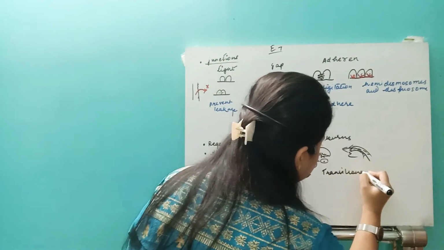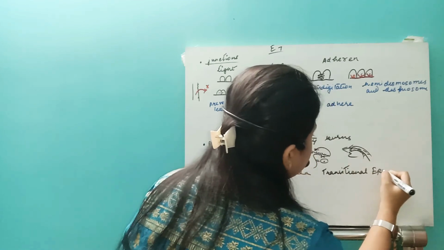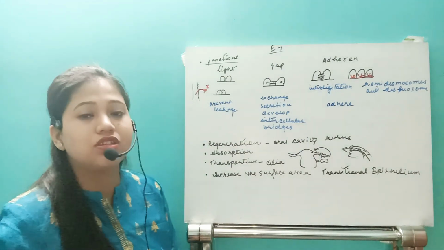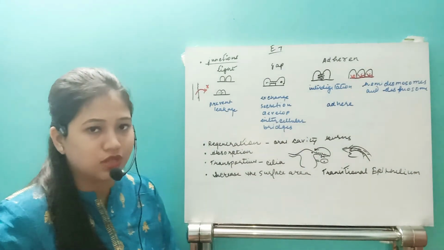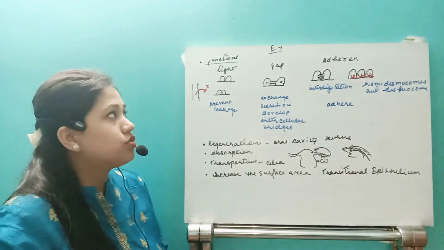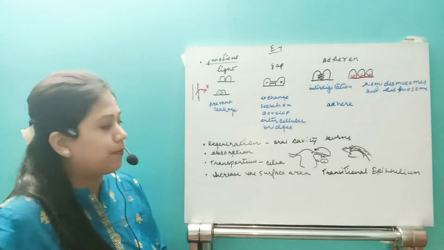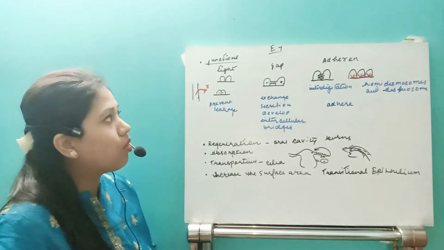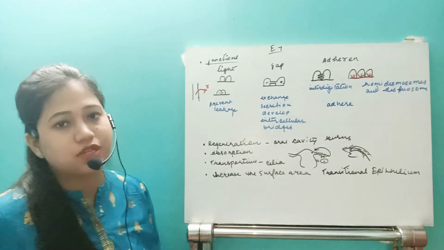Okay. So what is the transitional epithelium? Transitional epithelium has a unique characteristic that it can increase the surface area in the regions of the urinary bladder. Okay. So this is one characteristic. Then all the characteristics we have already discussed. These are all about the characteristics of epithelial tissue.